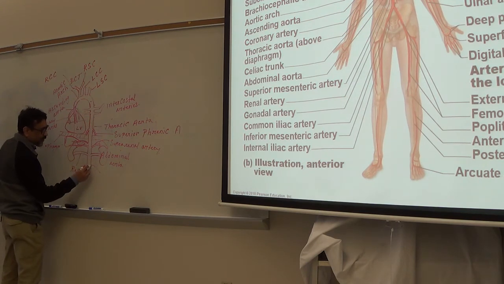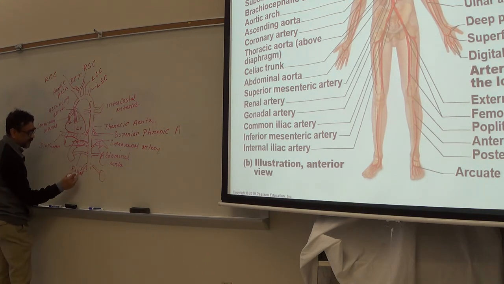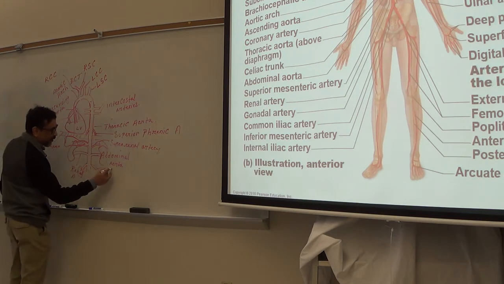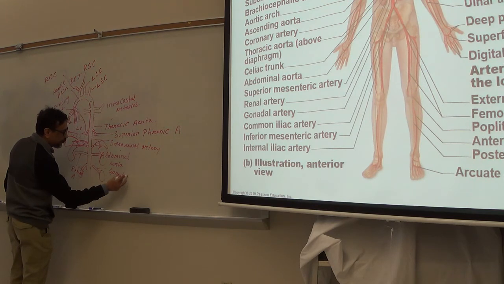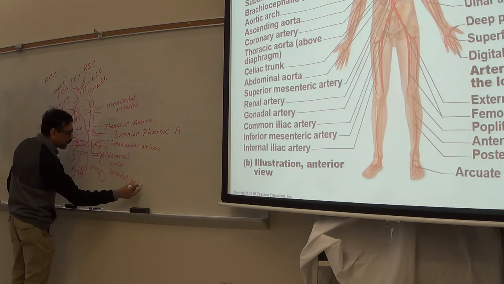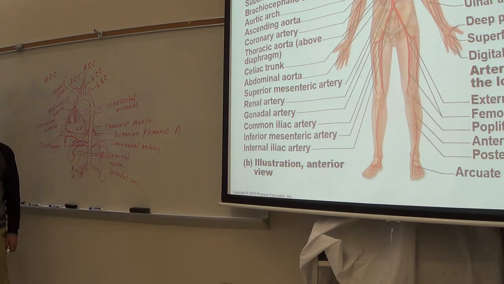How many gonads do you have? Testes or ovaries, right? Two. So, like testes or ovaries, these are gonadal arteries. Make sense? They go to the gonads. Female gonads are ovaries, right? And male gonads are testes. Okay.